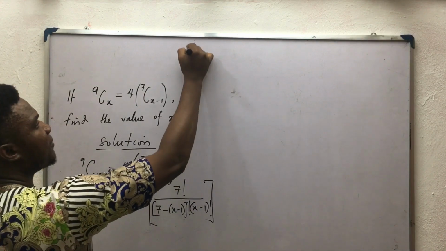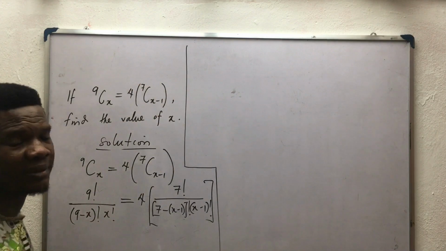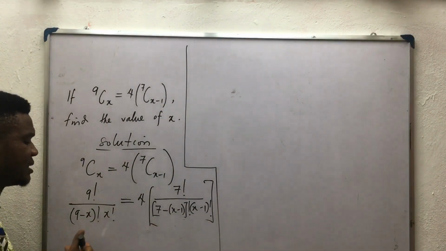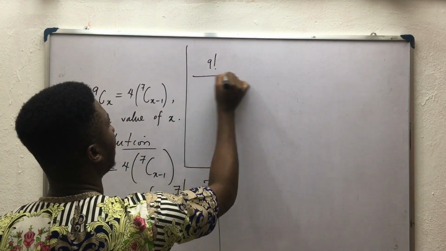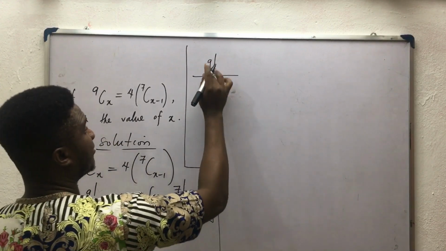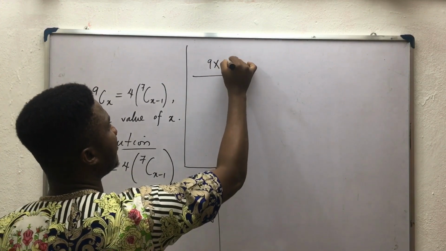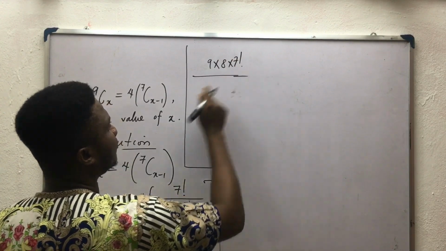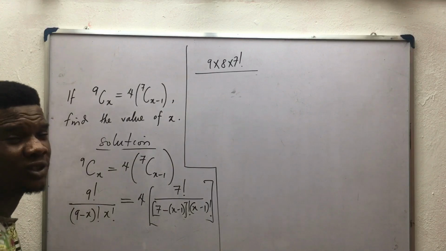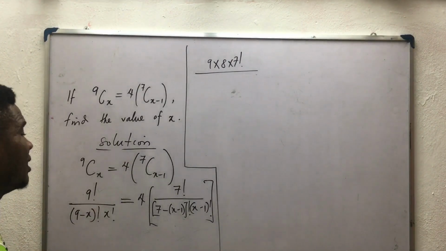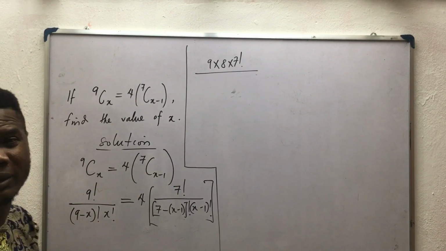Now once that step is done, I'll come over to the next step. So what would you do after getting this solved? Now I'm going to write this as 9 factorial all over, to make it easier, I'm going to put 9 times 8 times 7 factorial. So I'm going to expand my factorial up to that point and leave it there. The reason why I'm doing so is because you have 7 factorial over here, and I'm simplifying.